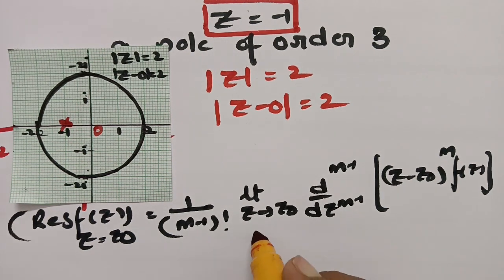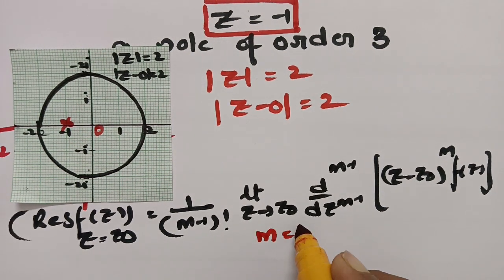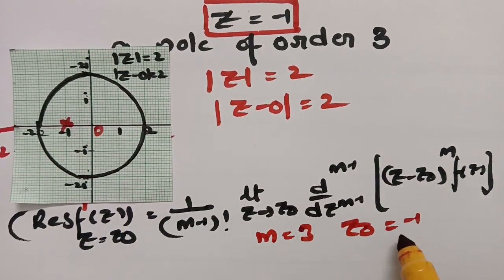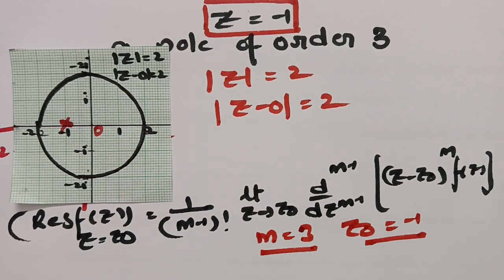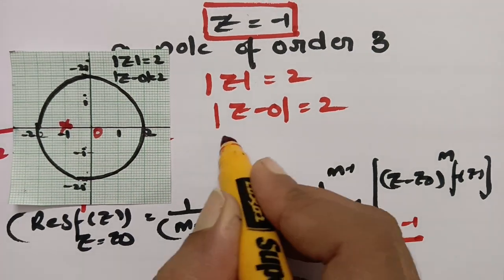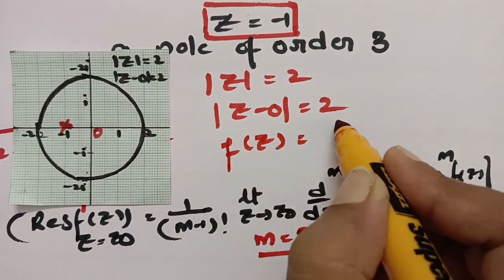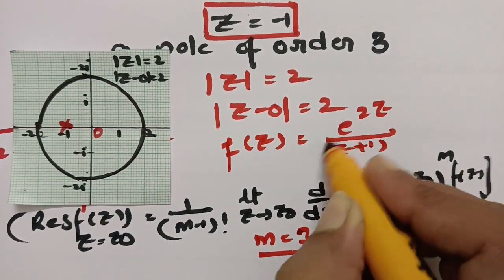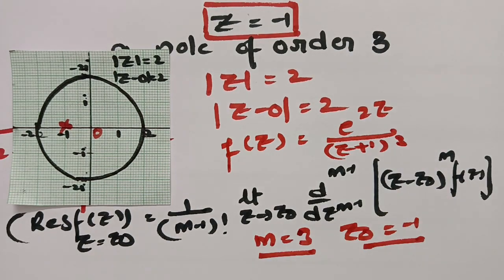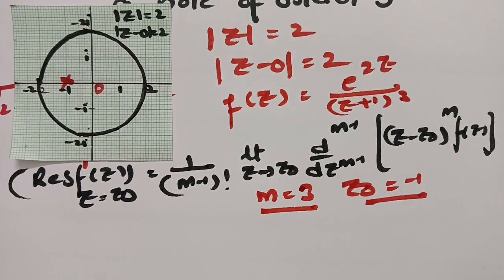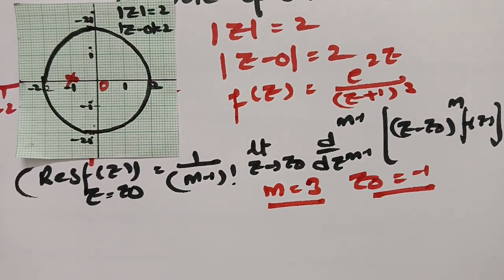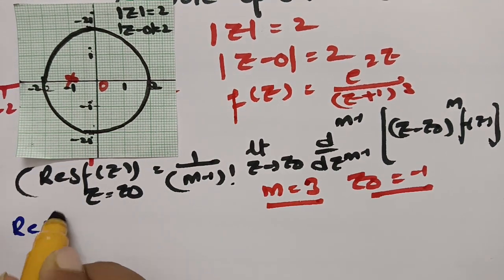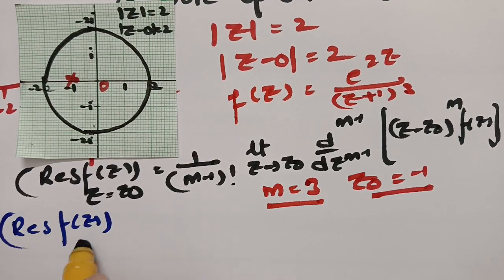So what is our power? The order value here is 3 and z naught is minus 1. The pole value is minus 1 and the order value here is 3. And f of z is also very clear, that is e power 2z by (z plus 1) whole cube. Now if I substitute here, this will be the residue value.